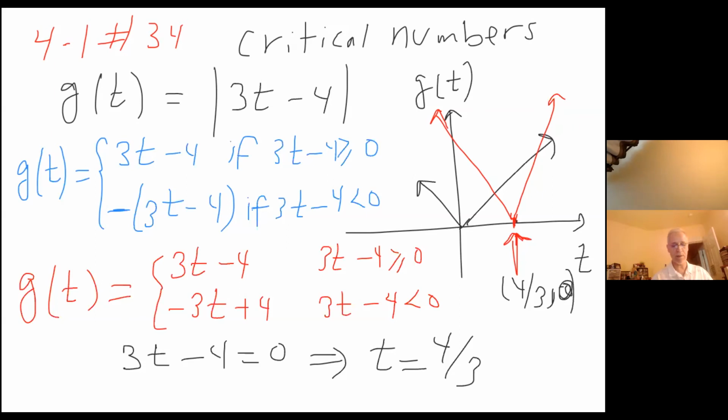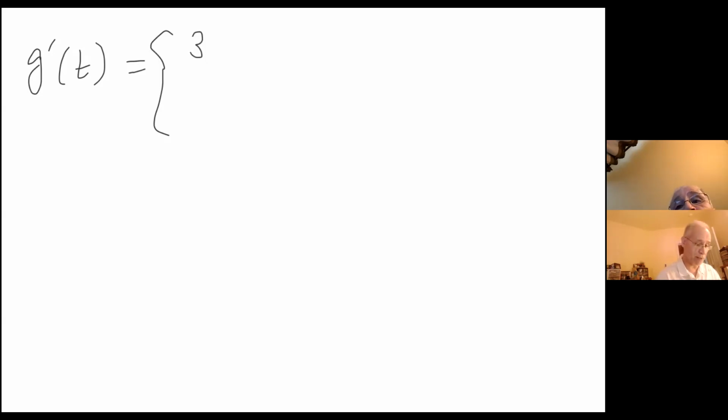Okay. So now I'm going to go ahead and take the g prime of t. The derivative of the top portion is just positive 3. The derivative of the lower portion is negative 3. And so we set this one for t greater than 4/3, and this one was for t smaller than 4/3.